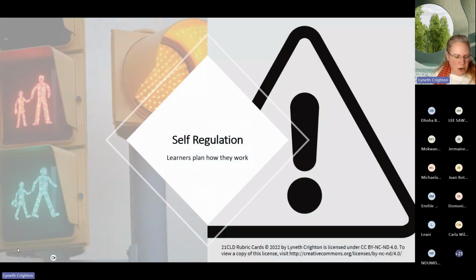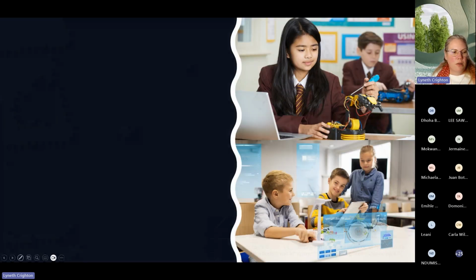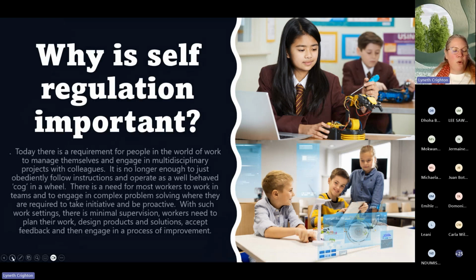And the next one always reminds me of a robot, or the red and green man on the robot, or the orange caution. It's about self-regulation and how the learner plans what they do, just like knowing the rules of the road. So it's important because in the big wide world, there are no teachers that keep you on task and keep you doing what you're supposed to be doing.